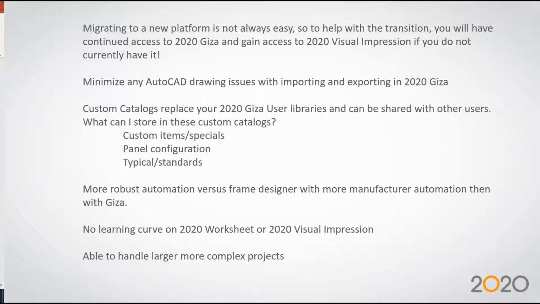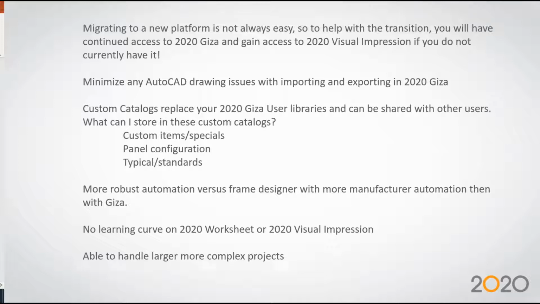So some of the benefits to migrating, obviously, first and foremost, is you're going to minimize any AutoCAD drawing issues with importing and exporting in 2020 Giza. 2020 Cap Complete opens a DWG file directly, and it saves as a DWG file. Custom catalogs exist within 2020 Cap Complete, and they replace your 2020 Giza user libraries. One of the big benefits of this is you can actually share custom catalogs with other users.